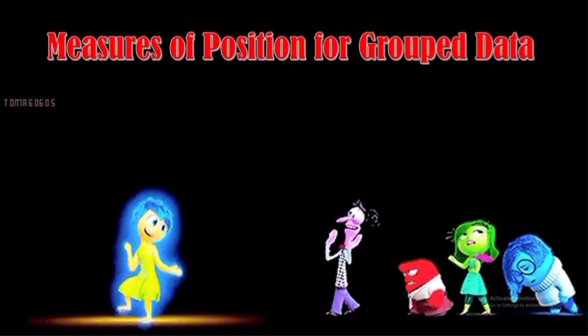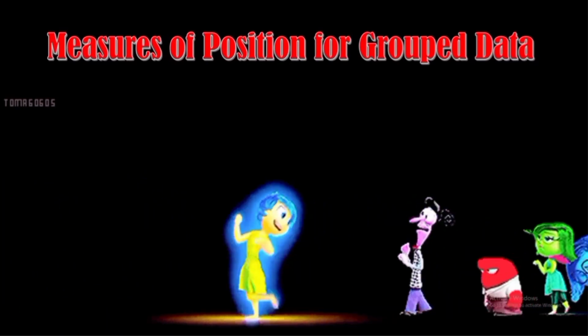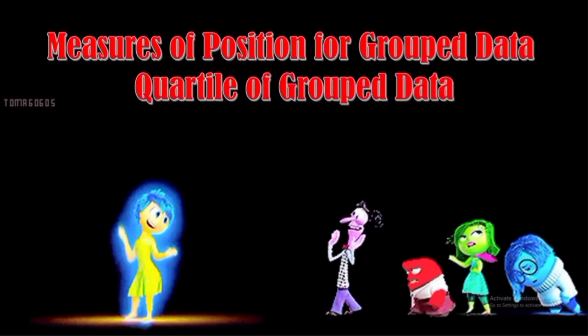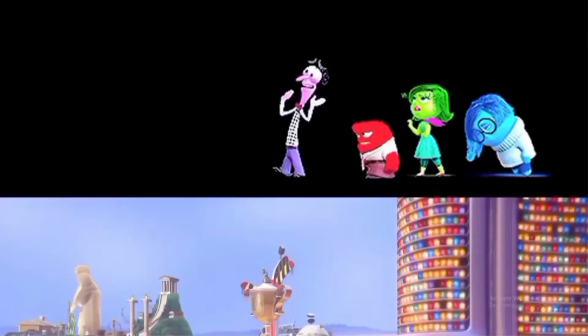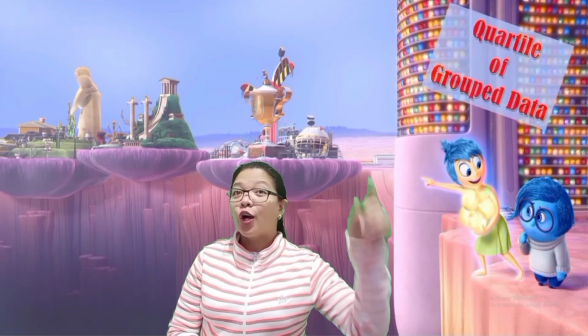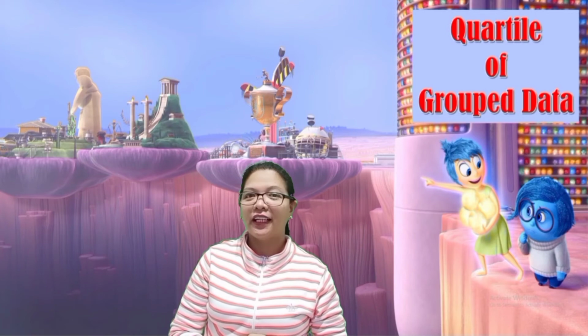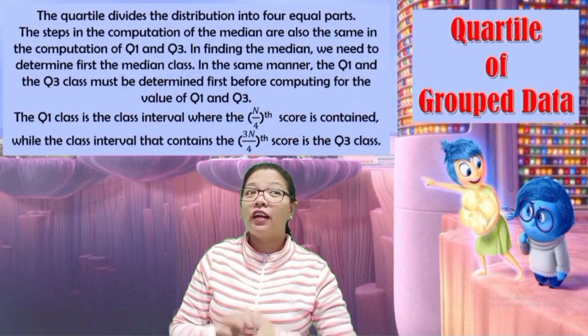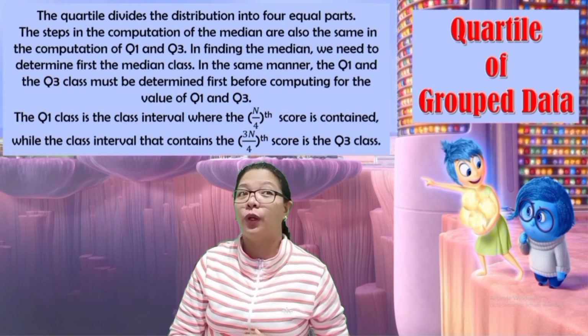Measures of position for group data. Quartile of group data. The quartile divides the distribution into 4 equal parts.